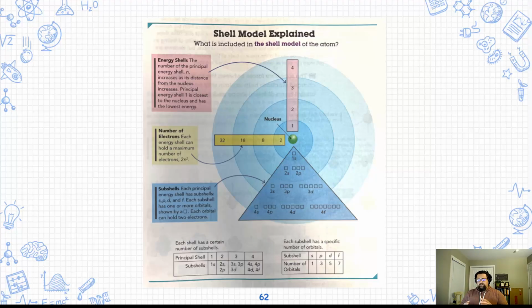And so what's happening is as you're going out in energy, you're adding what are known as subshells. And the subshells can hold a specific amount of electrons. And I know this seems like a lot, but we're going to get into actually seeing what it is. So let's take a look at these subshells.